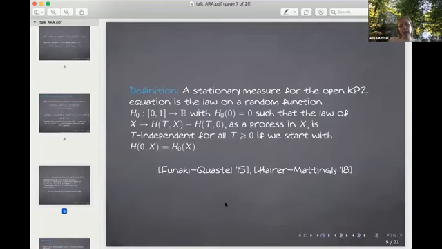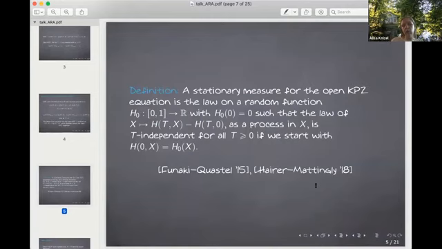On the full line, it's also Brownian, so it's Brownian motion, and Brownian bridge in the case of periodic boundary conditions, which was shown by Hairer and Mattingly recently in 2018. These were the two cases which were known rigorously.